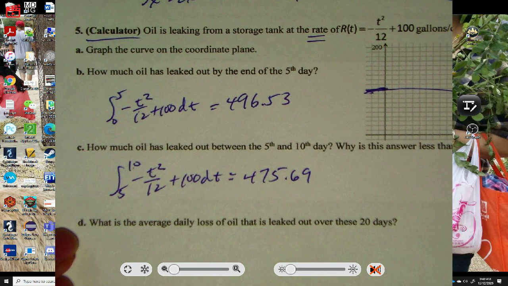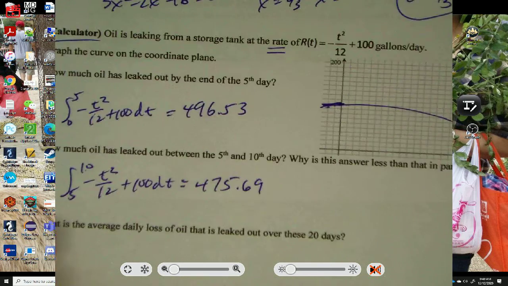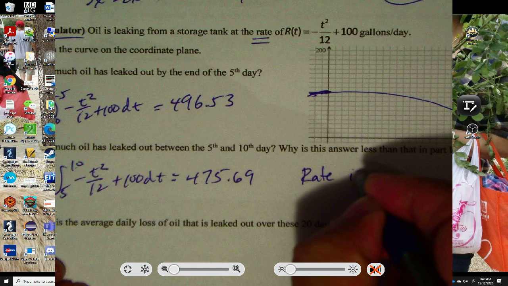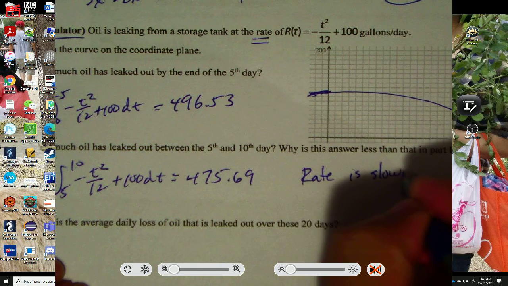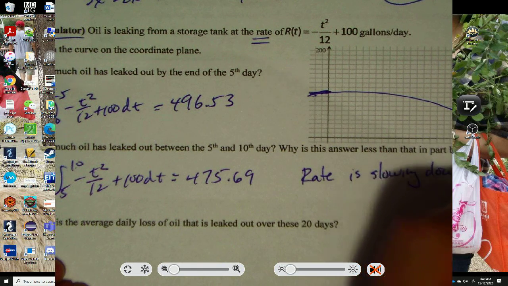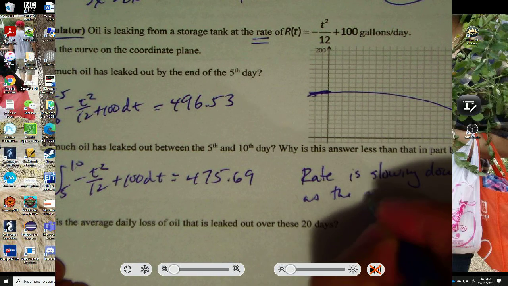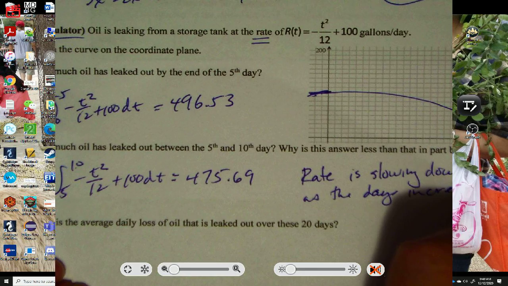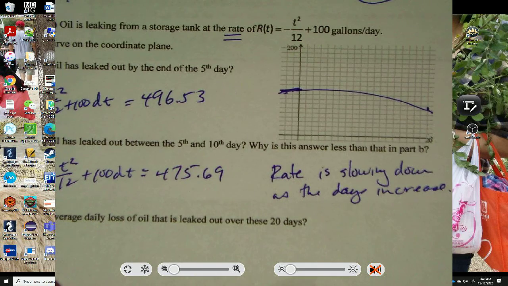Why is this answer less than in part B? Well, the rate is slowing down as the day progresses, as the days increase. That seems like a good reason as any.